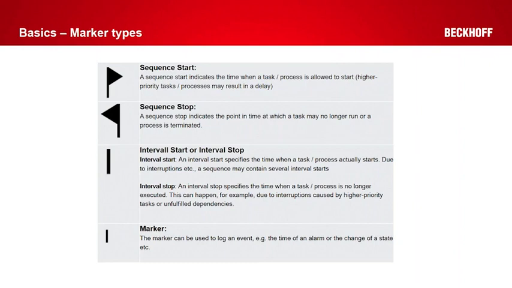Therefore, we have a sequence start and a sequence stop. Sequence start indicates the time when a task or a user-defined process is allowed to start. This does not mean that the task also starts the execution, due to some not fulfilled requirements or due to a higher priority task which is executed first. The start can be executed later, and this is what is indicated by an interval start or interval stop. And further, we also have the possibility to use markers if you would like to log a specific event.